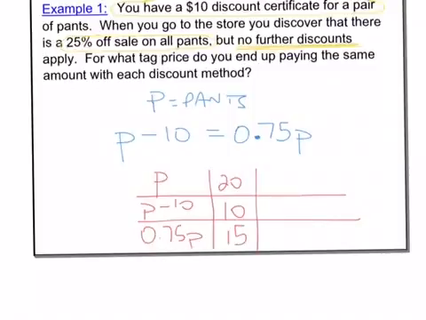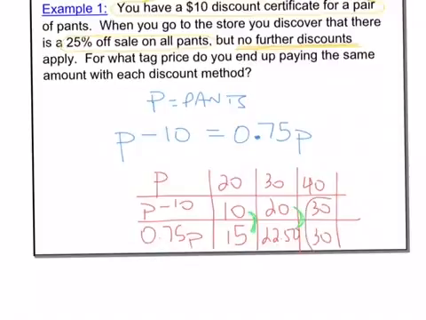Then they jump up to 30, and if the pants are $30, $10 off would be $20, and 75% would be $22.50. So what we want to notice, and they want you to really think about this as you're plugging values in, is that the difference between these two values is now smaller, so we know we're moving in the right direction for the price of the pair of pants. If we go to $40, $10 off of that is 30, and 75% of that is also 30. Had we kept plugging values in, they would have started to get further and further away from each other, with the discount certificate now being the greater price. But $40 is our answer for this one.